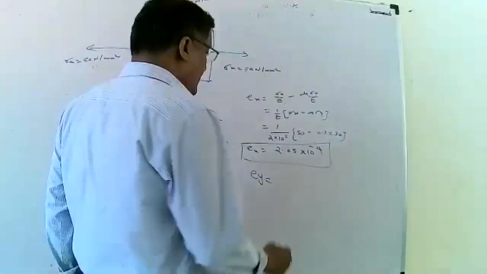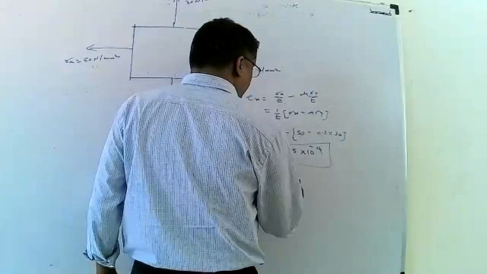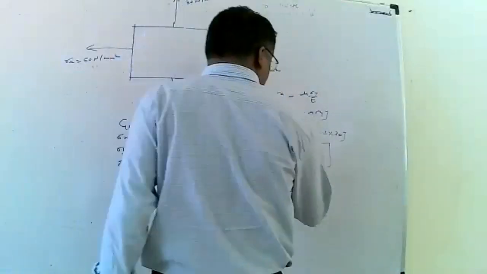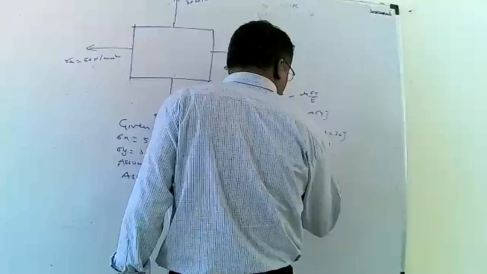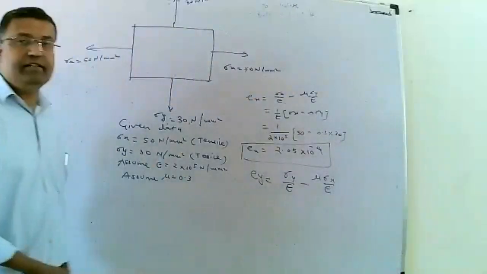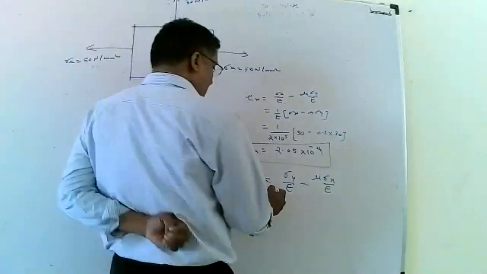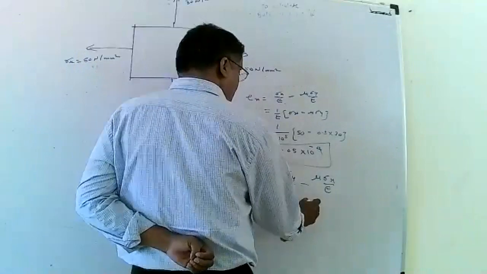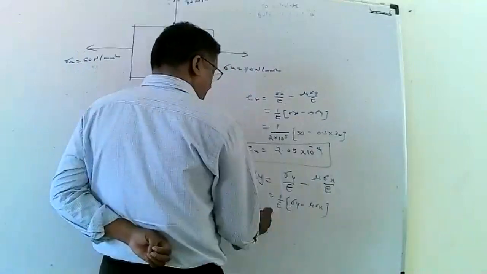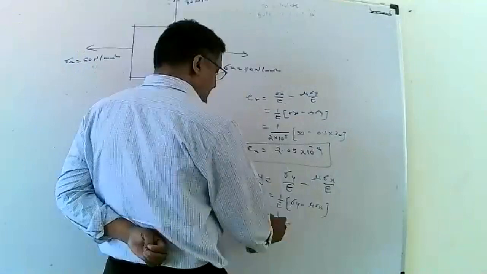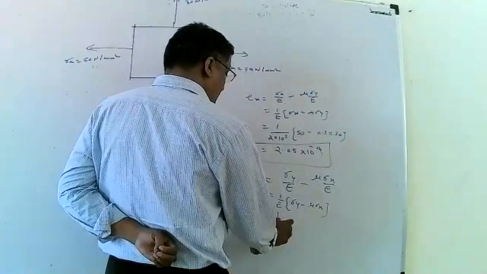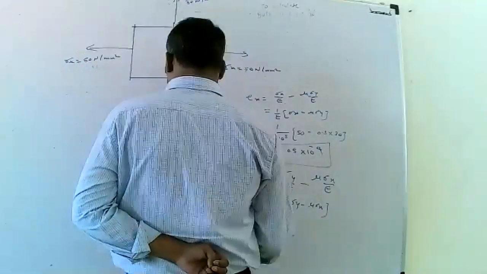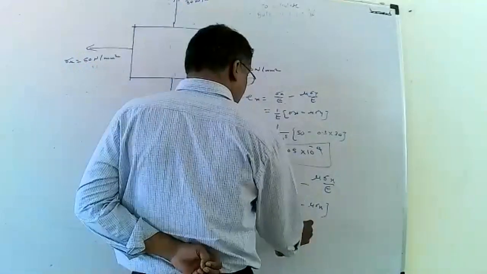The formula is common: sigma y upon E minus mu sigma x upon E. Then we take 1 upon E as a common factor: sigma y minus mu sigma x. Then we put all these values, 2 into 10 raised to 5 in the bracket, sigma y, that is 30.